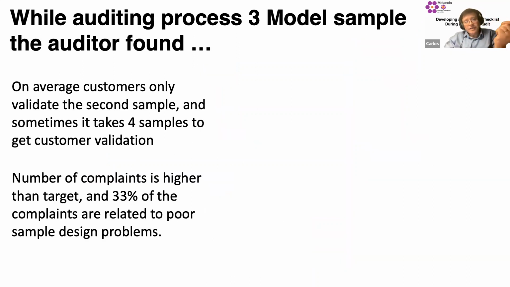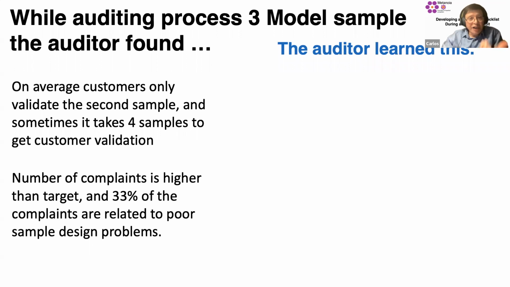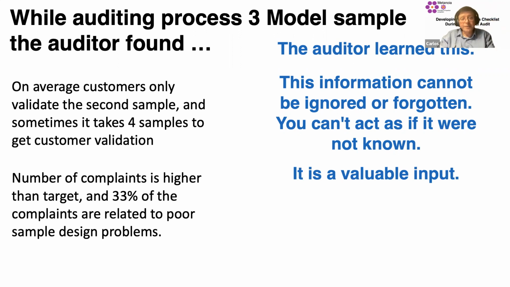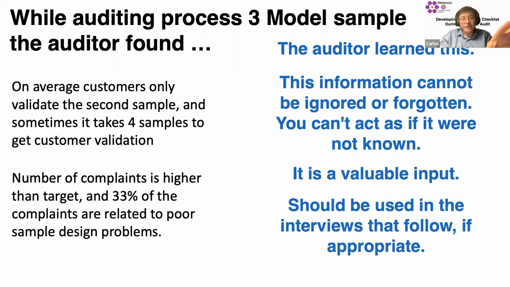Now, while auditing process 3 model sample, the auditor found that on average, customers only validate the second sample, and sometimes it takes 4 samples to get customer validation. And also the number of complaints is higher than target, and 1/3 of the complaints are related to poor sample design problems. You see, the auditor learned this. This information cannot be ignored or forgotten. You can't act as if it were not known. So it is a valuable input. It should be used in the interviews that follow, if appropriate, together with a checklist.